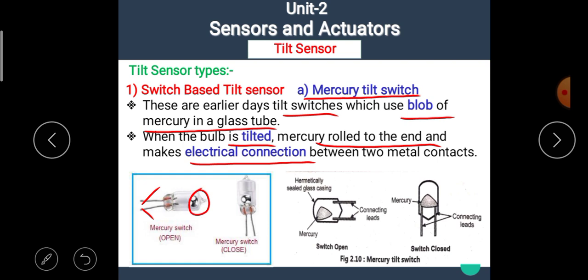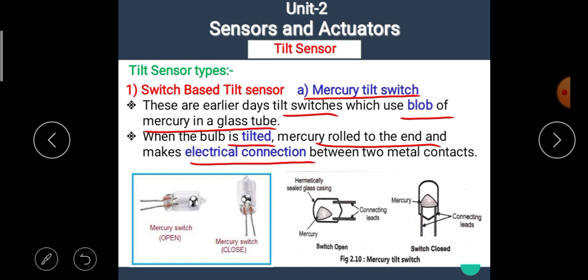Now the position of the switch is open because there is no connection here. But when the switch is tilted like this, the mercury blob comes in contact with the two electrodes and makes a connection between them. Hence, it operates as a closed switch. This is known as the mercury tilt switch.